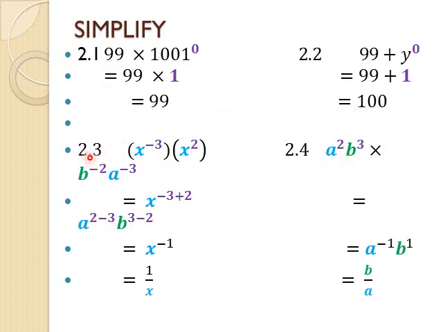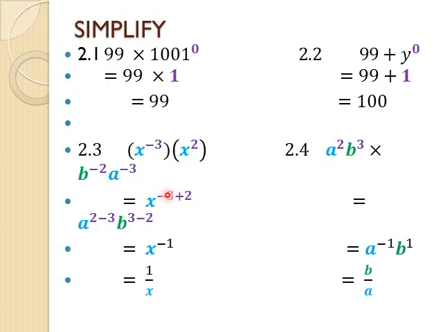Look at 2.3. In brackets, I have x to the negative 3, brackets x squared. That means I'm multiplying the two. So in blue, you should see the base is the same, x. So therefore, if we multiply, we add the exponents. It becomes minus 3 plus 2. Minus 3 plus 2 gives me negative 1.